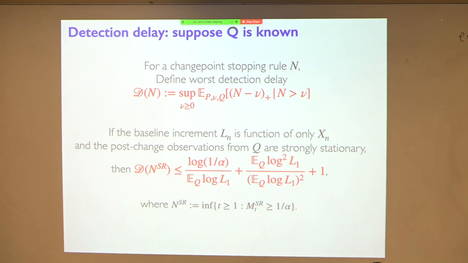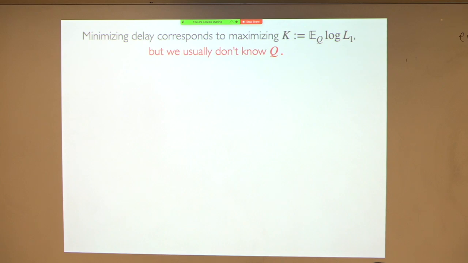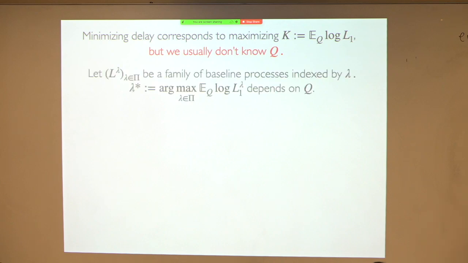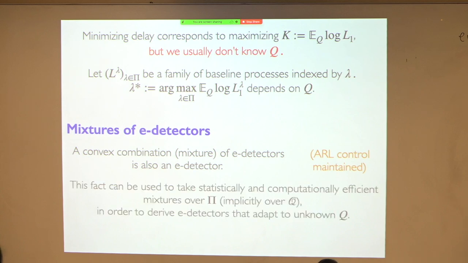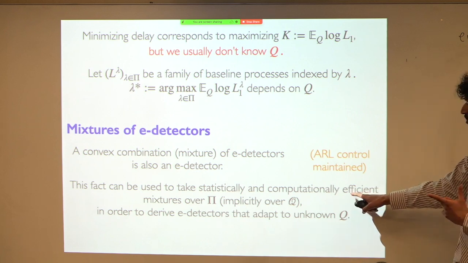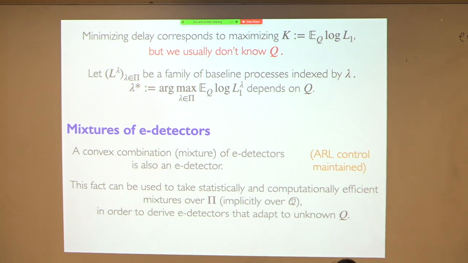Okay, so this is when you know Q. When you don't know Q, remember what I said: you do a mixture of E detectors. Because E detectors are defined through their expectation, any convex combination of E detectors is also an E detector. So just take a mixture that still controls the ARL. This can be used to construct both statistically and computationally efficient mixtures over pi, that automatically adapt to this unknown Q.